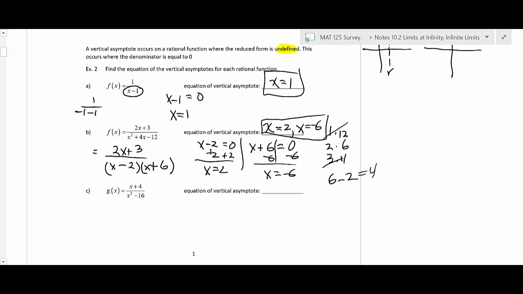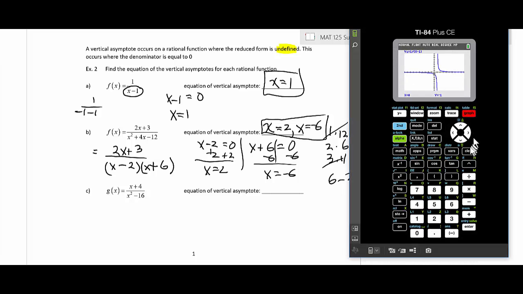Okay? And if you put that in the graphing calculator, I'm going to do just one more of these on the calculator here. This one would look like this. You'd have 2x plus 3. Whoops, I got to put it in y equals. So this would go like this. You'd have parentheses 2x plus 3, and then divide by the denominator, which looks like x squared plus 4x minus 12. Just to show you what it looks like.